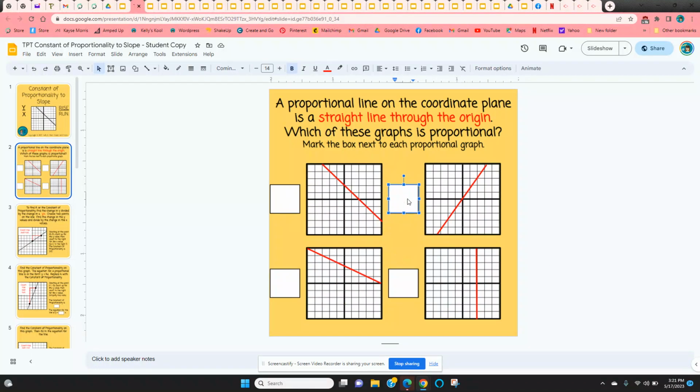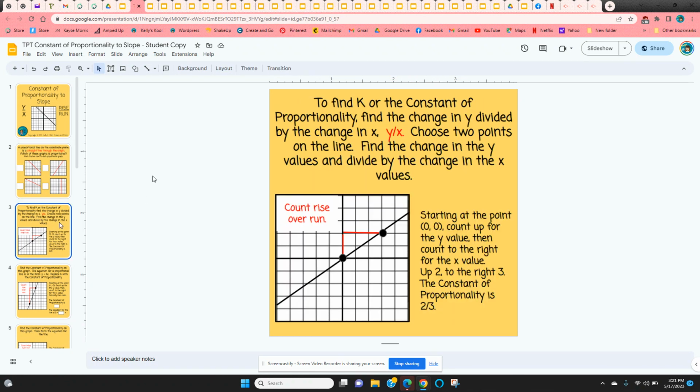They're just going to type in an X. It would be a straight line through the origin. Slide 3 is a review of constant of proportionality, y over x. So it's the change in y over the change in x.